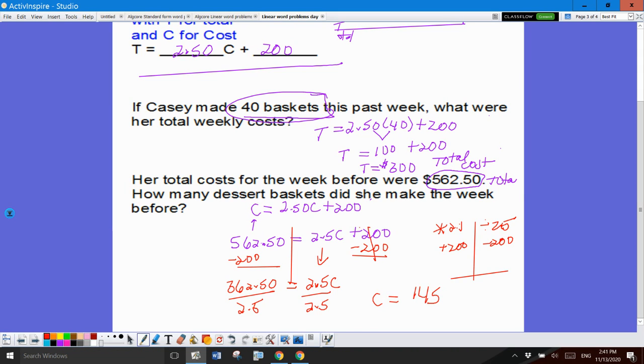How many got 145? Great job. Okay, so then what are these? Bananas? Oranges? You're right, they're baskets. They're baskets. So we always want to make sure and label.